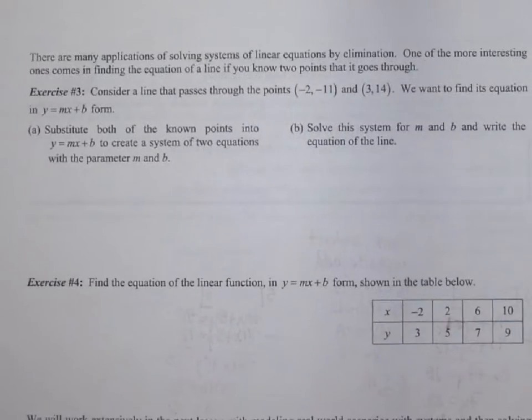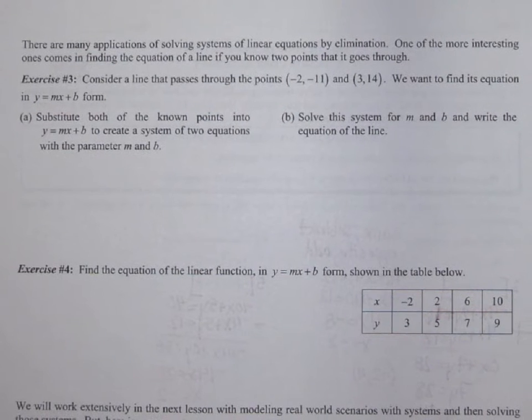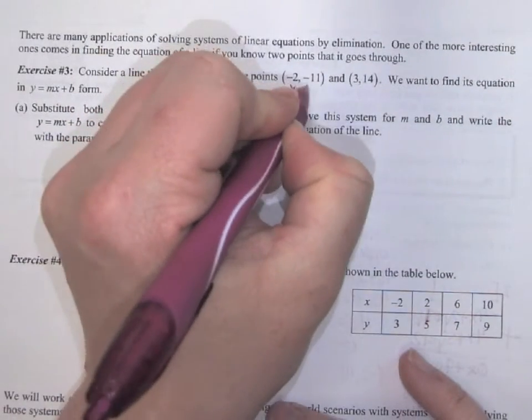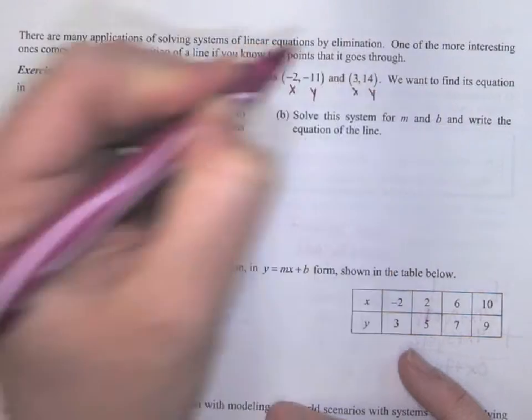All right, let's look at some applications. So we have 2 lines that pass through the points -2, -11, and 3, 14. We want to find the equation. So substitute both of the known points in to create a system of equations with parameters of m and b.